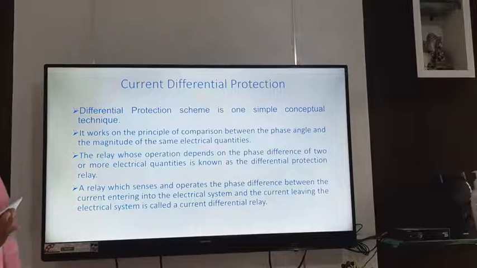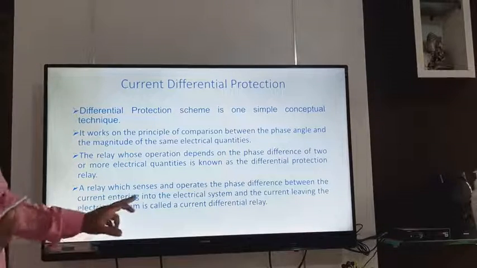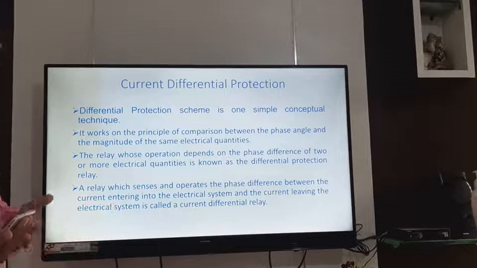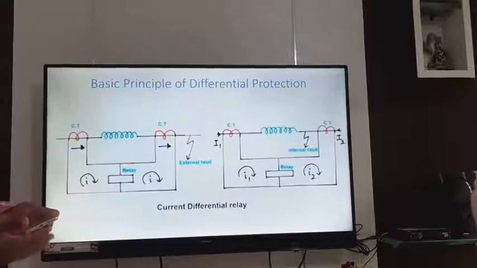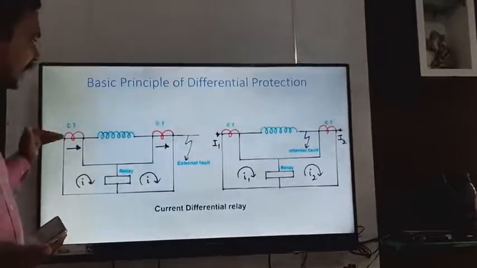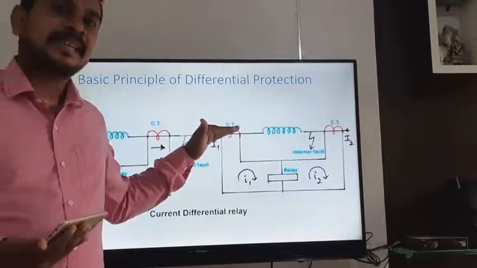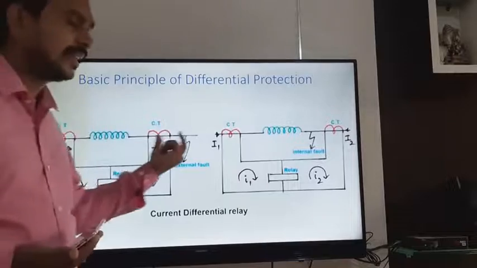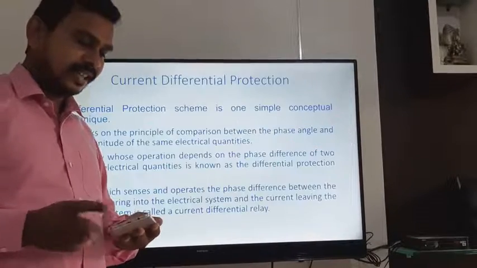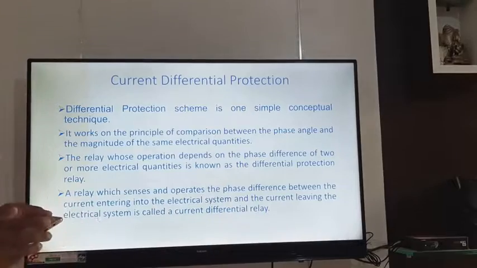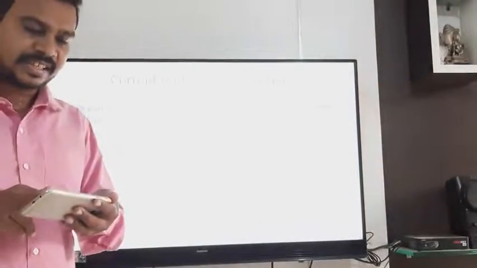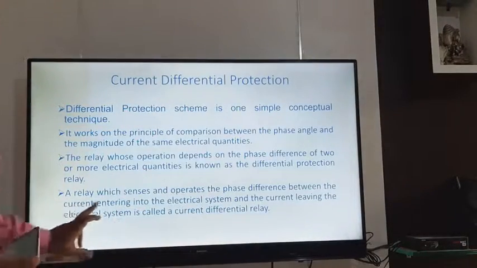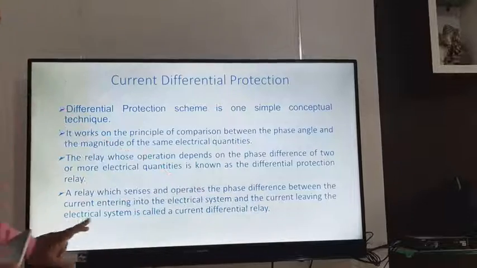So the differential protection relay responds to the phase difference of two or more electrical quantities. The relay which senses and operates on the phase difference between the current entering the electrical system and the current leaving the electrical system is called a current differential relay. If we see this figure, current is entering here and current is leaving here. So it responds to the current entering the circuit and the current leaving the circuit. That is known as the differential relay.